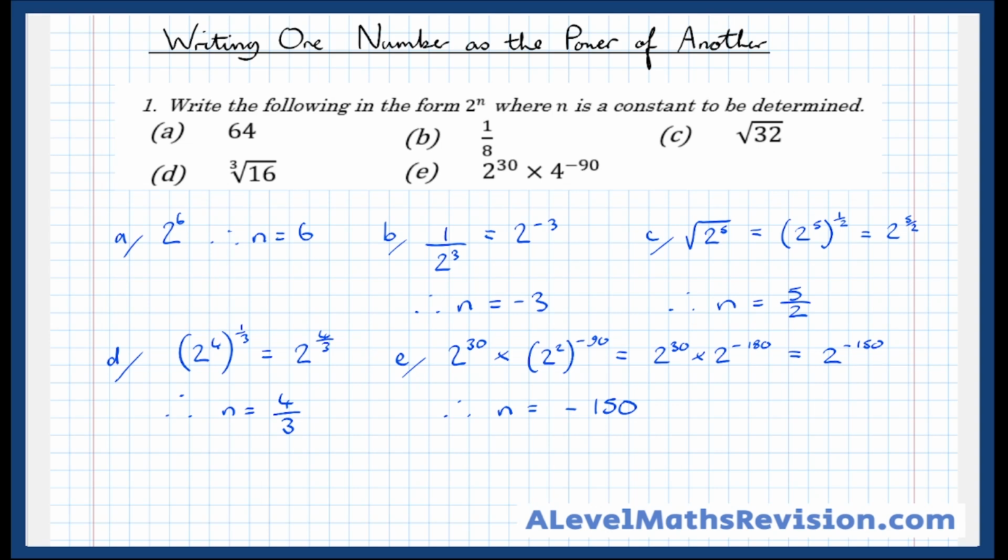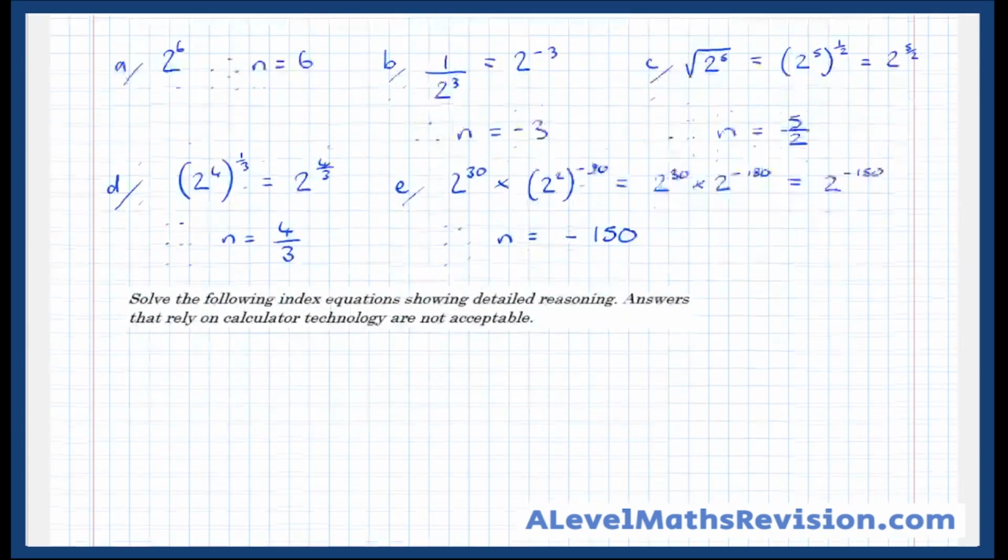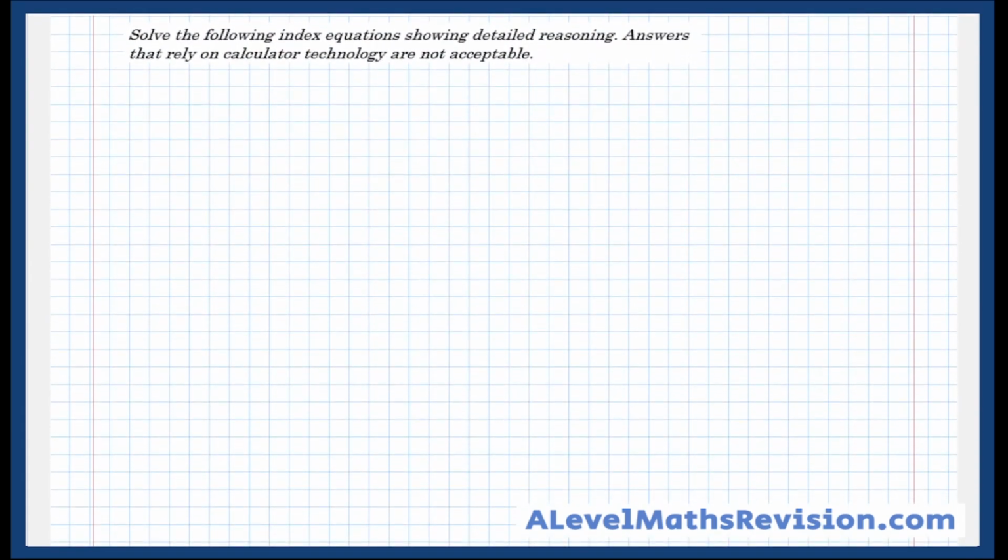So hopefully you can get through a lot of those. Let's do a couple of examples now that just make it a little bit more difficult. We're going to be asked to solve a few index equations showing detailed reasoning. And as I saw in that exam paper I told you about, the answers that rely on calculator technology won't be acceptable. It's your job to show detailed reasoning for these.